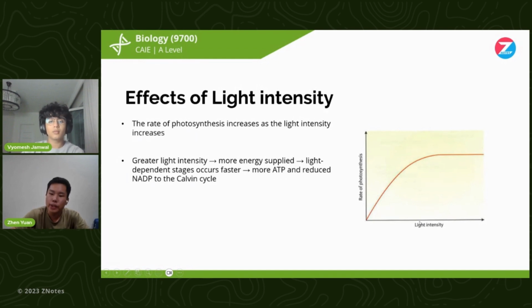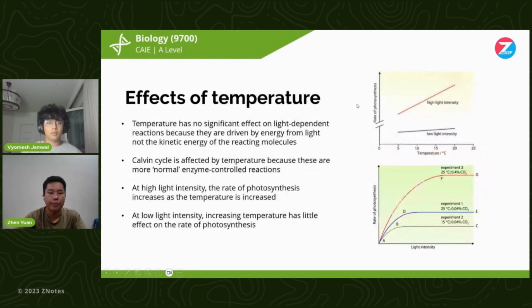But then, if you notice here, it actually plateaus. Why is that? What is a common thing about limiting factors is that once it is in excess, once it is no longer a limiting factor, another factor becomes the limiting factor, whether that is carbon dioxide concentration or water or anything else. So in general, effects of light intensity, very simple. You've learned before. The rate of photosynthesis increases as light intensity increases. So let's move on to effects of temperature.